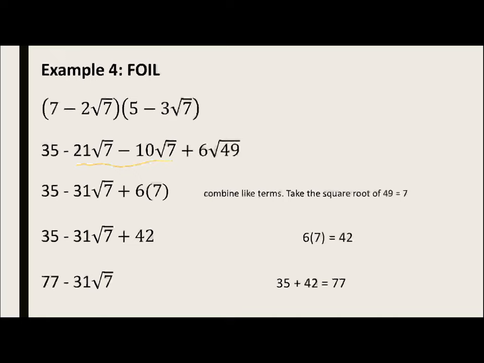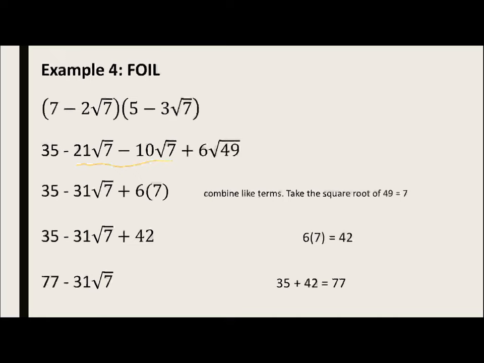Example 4. FOIL, because we have a binomial times a binomial. First, 7 times 5 is 35. Outside, 7 times negative 3 square roots of 7 is negative 21 square root of 7. Inside, negative 2 square root of 7 times 5 is negative 10 square root of 7.